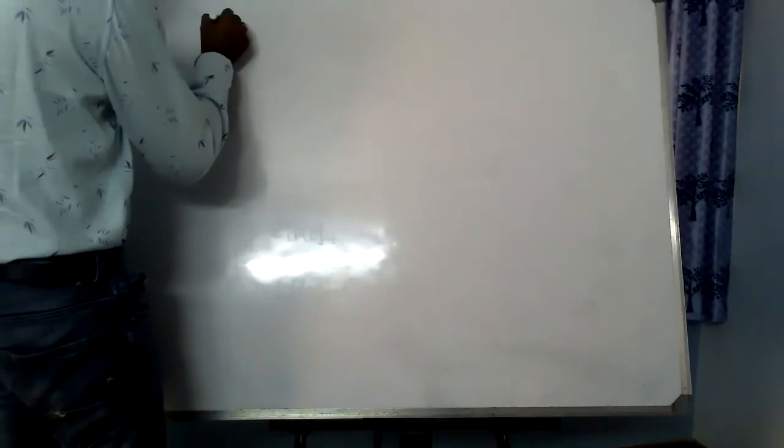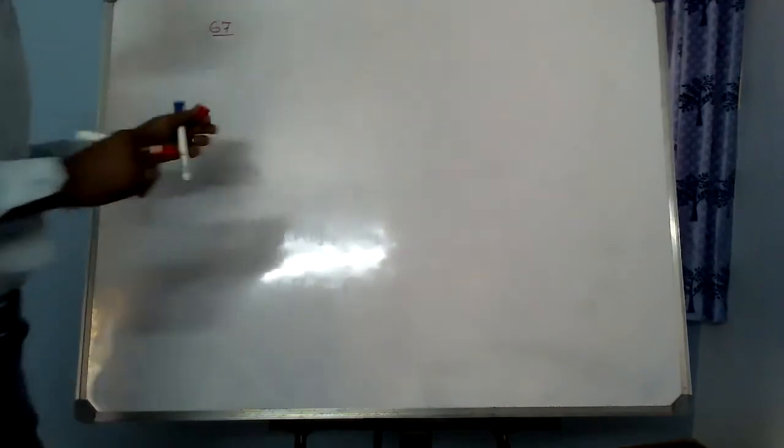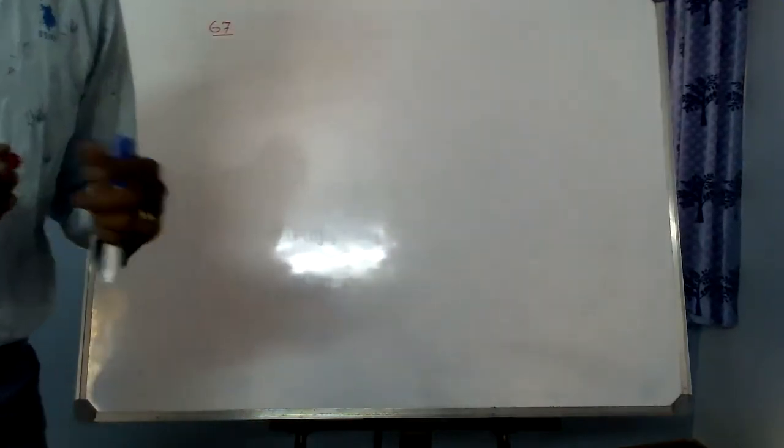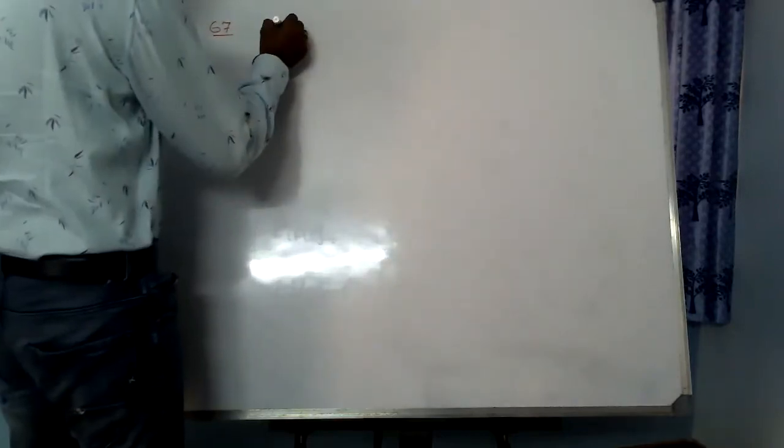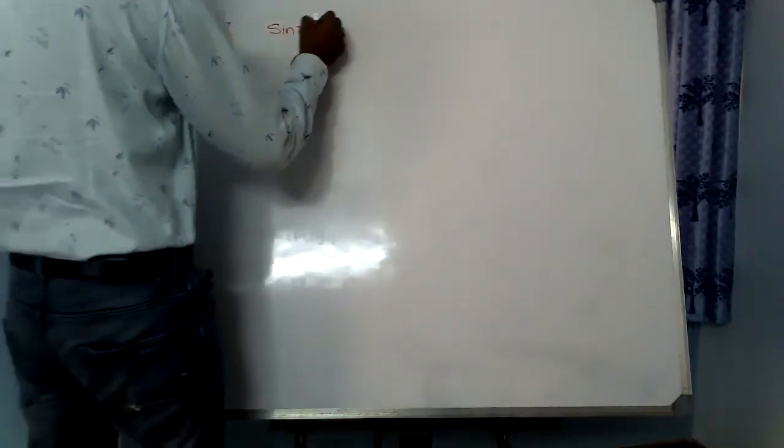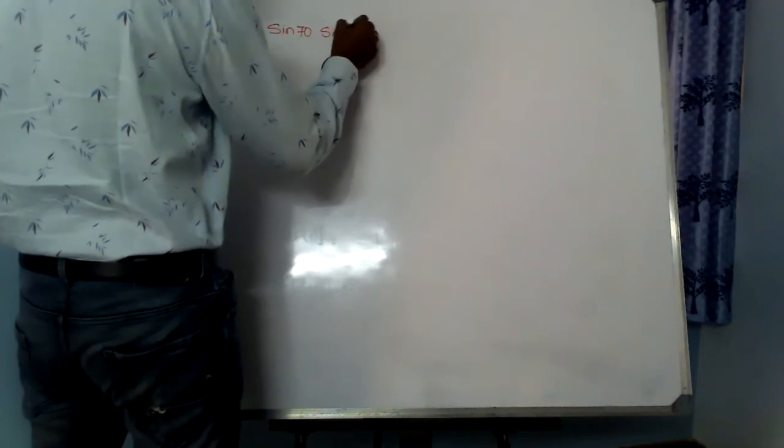So now we'll go to your question number 67. The last answer was 1, which is option A in your book, so option A will be the right option. Sine 70 into sine 50 into sine 10 is your next question. 70, 50, 10. Okay, so sine 70, sine 50 into sine 10.